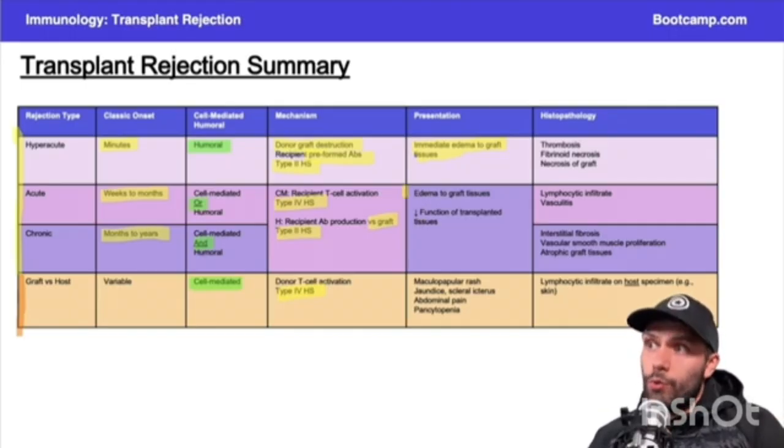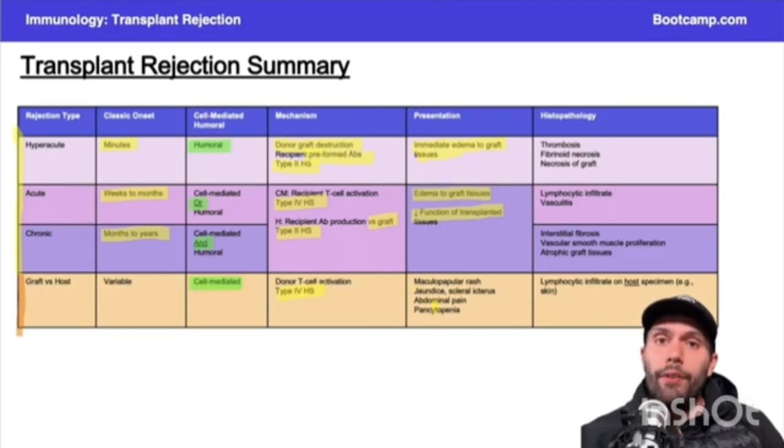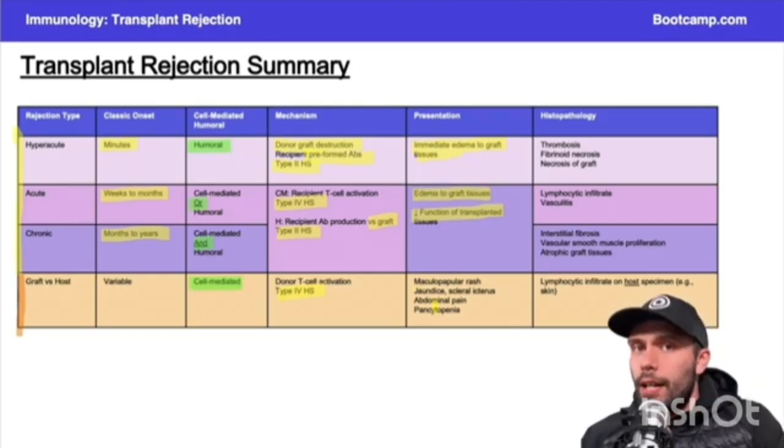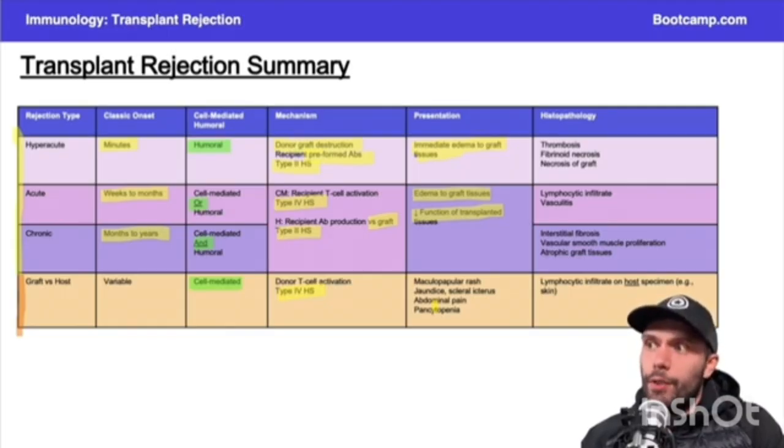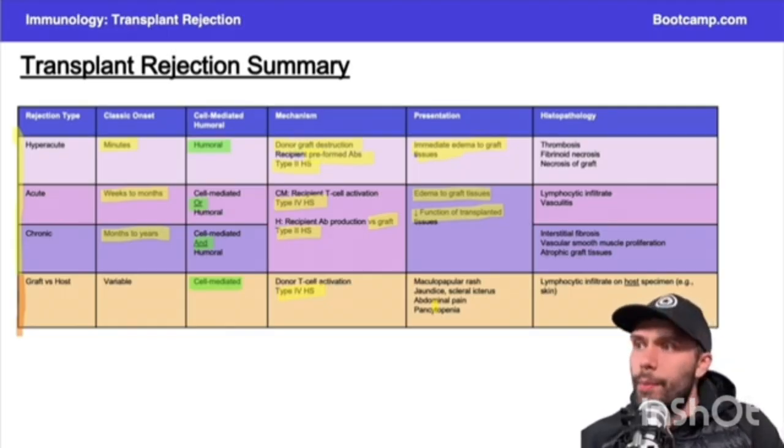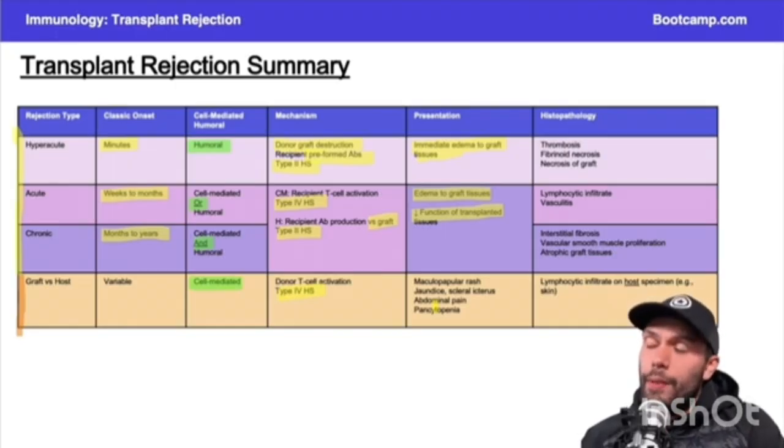Acute and chronic, it's really about the timeline, but in general, whatever that graft was that was transplanted, there's some decrease in function. There's some edema to that graft tissue. Graft versus host disease, the host is going to have symptoms all over the place, right? We said classically, dermatologic manifestations are very classic. Maculopapular rash, diffusely, is very classic. Abdominal pain, nausea, emesis. You can get a pancytopenia, potentially liver involvement with hematopoietic stem cell transplants. And then the histopathology we also talked about here.